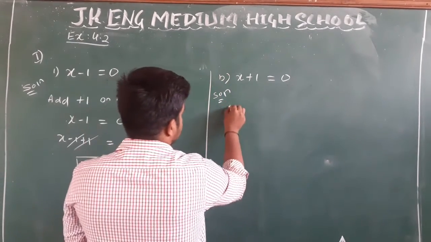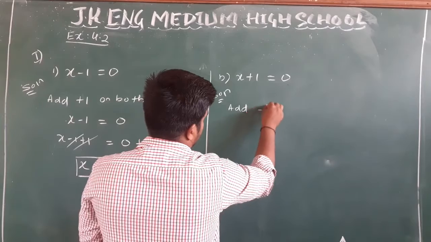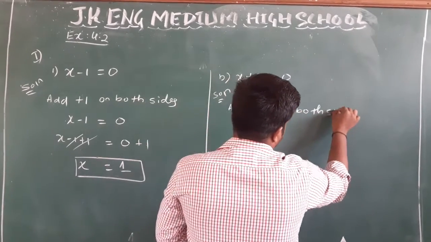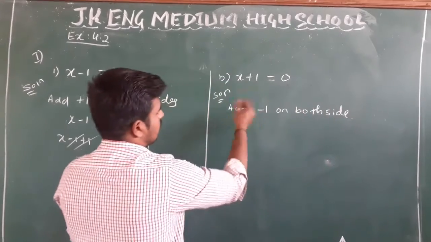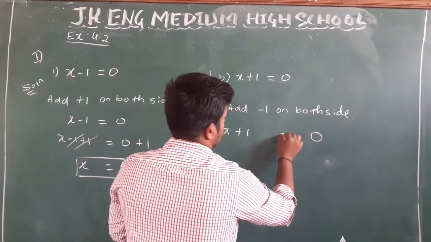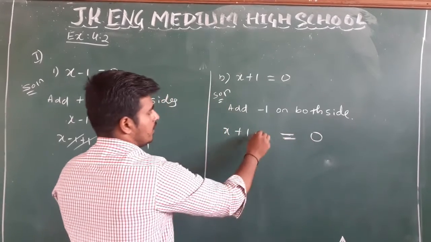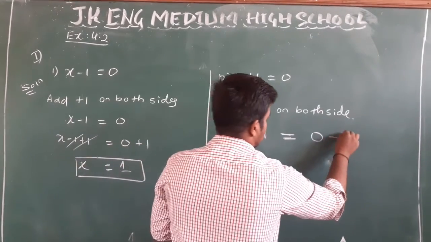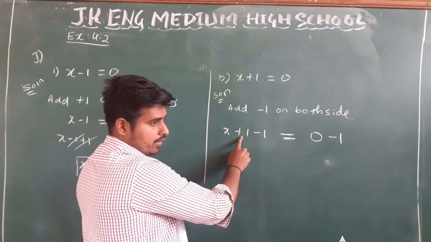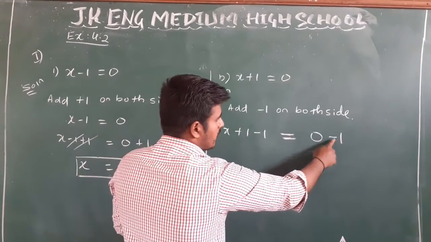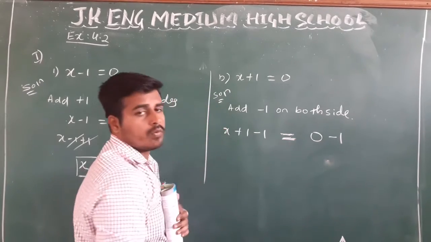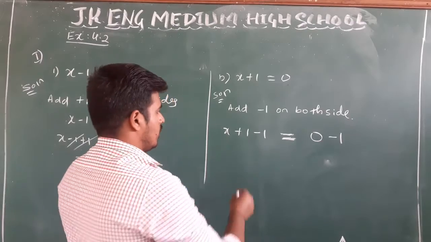So first step is add -1 on both sides. Add -1 on both sides. -1, -1. This -1 is added to remove this +1, and this -1 is added to maintain this equilibrium, or equation symbol.